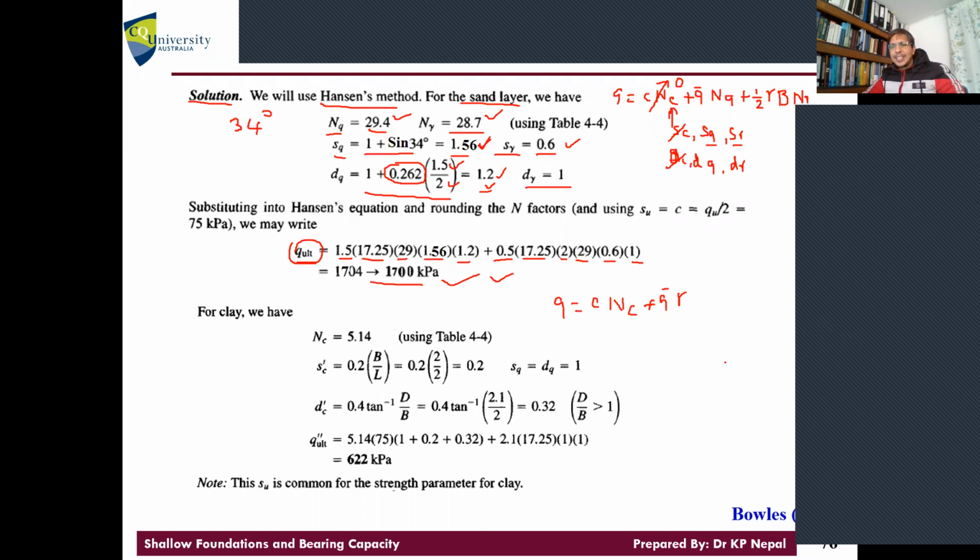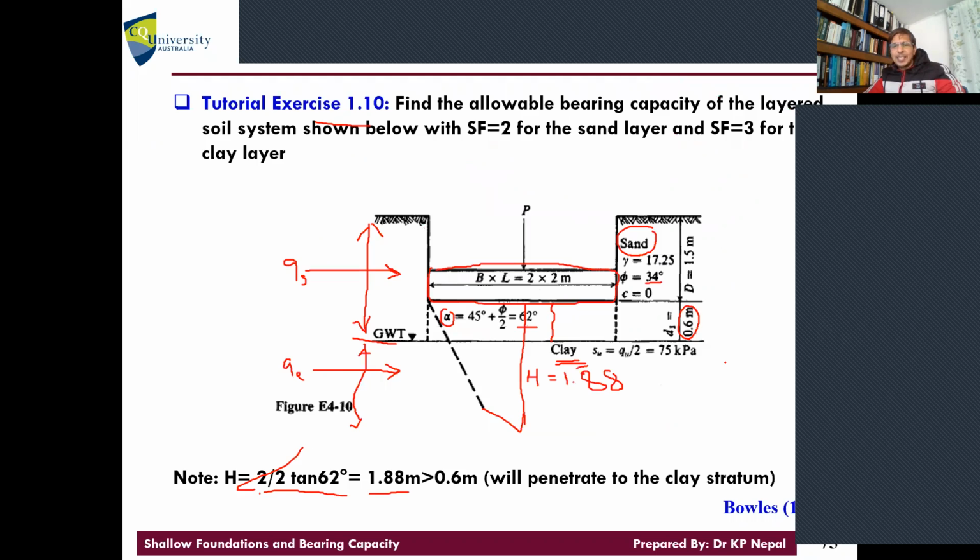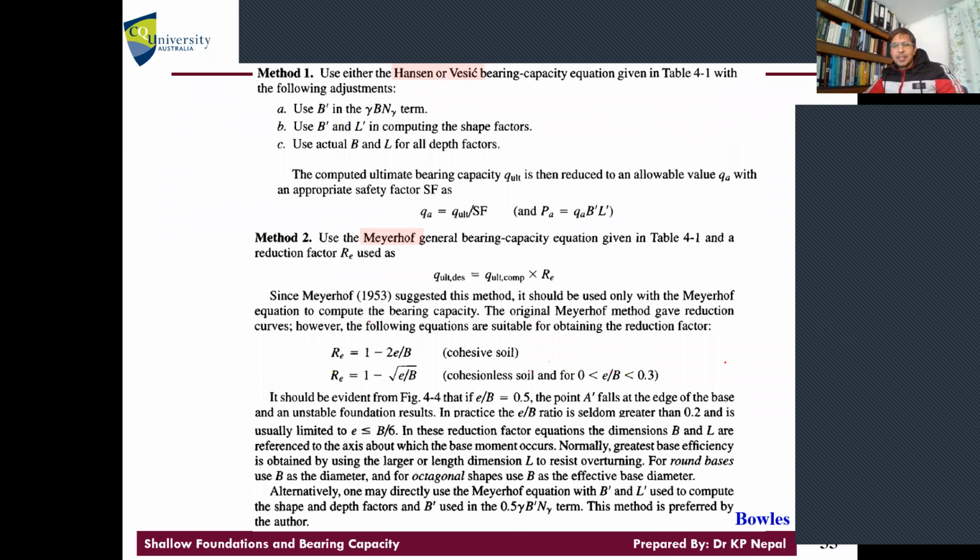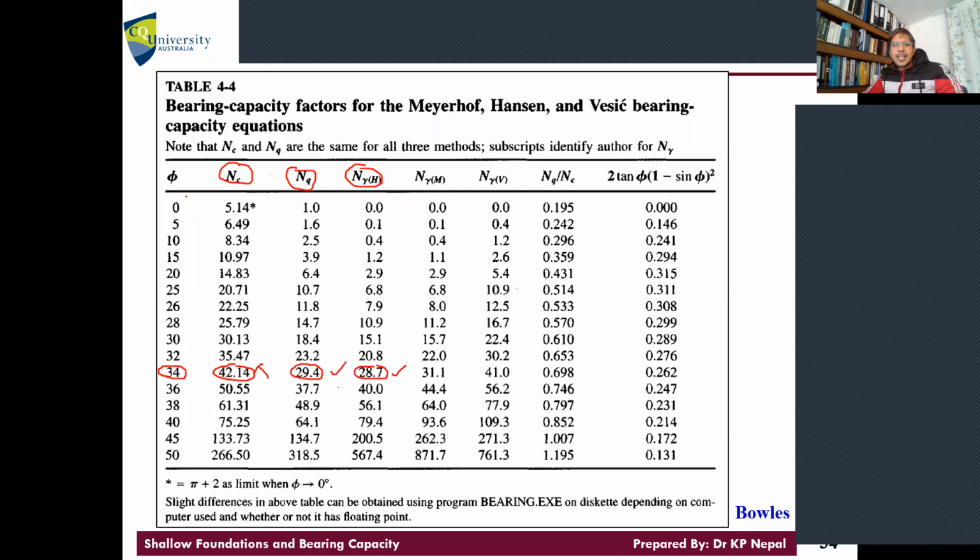I'll show you where that is. Can I go back to the Hansen equation in the table? Look there. Phi equals 0, right? What is N_c value? 5.14. N_q value is 1. N gamma is 0, so the third term is 0. Only the second term remains, and since N_q is 1, you don't need to write it. You see how quickly it becomes a very small problem for the clay layer.